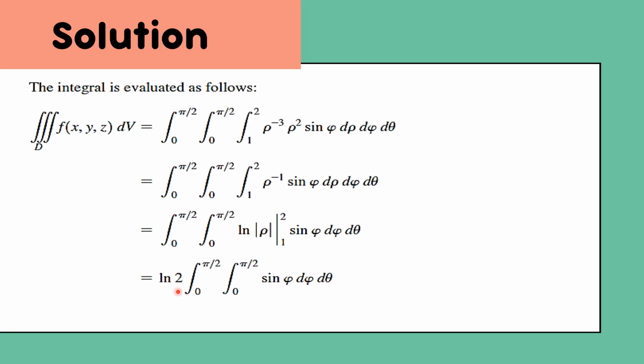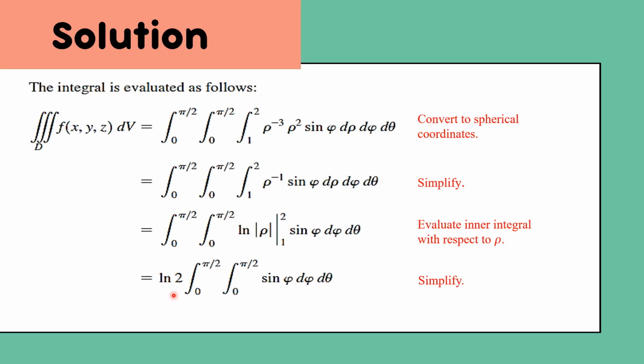So we get the result of ln2. For the next step, as we can see, we are pulling out the constant ln2. So simplifying, we have here ln2 times the double integral of sine phi from 0 to pi over 2 with respect to phi, and from 0 to pi over 2 with respect to theta.